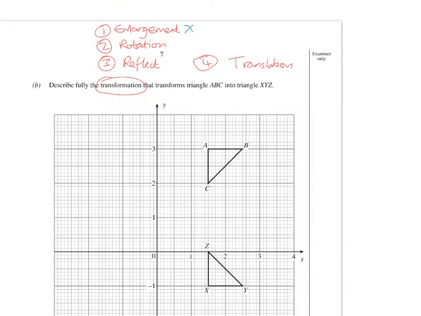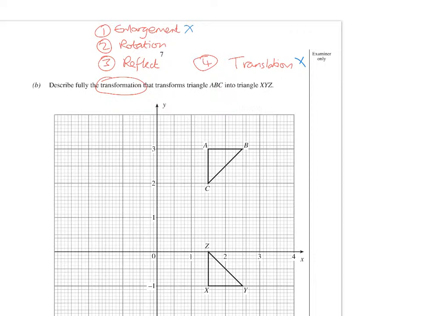And finally, translation means that it looks exactly the same. It's just been moved from one place to the other. Now that doesn't look the same because that point is now not pointing up anymore, so it's definitely not a translation. So for me, I'm going to go with the reflection, although it could have been rotated as well. I would have said the reflection's easier to spot.